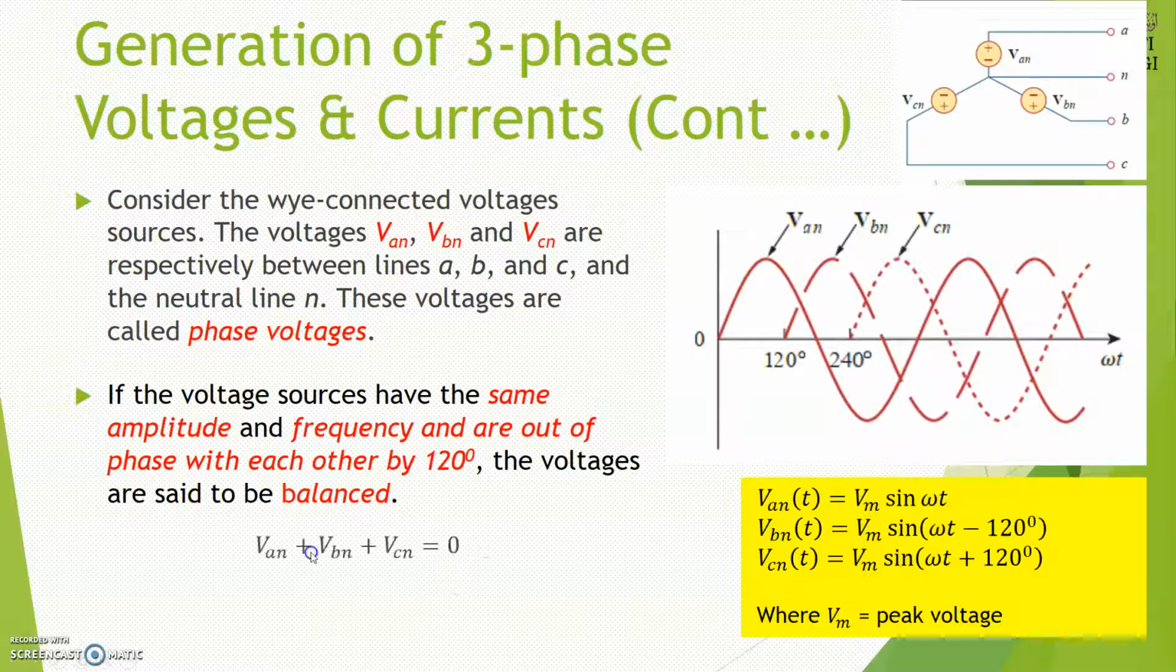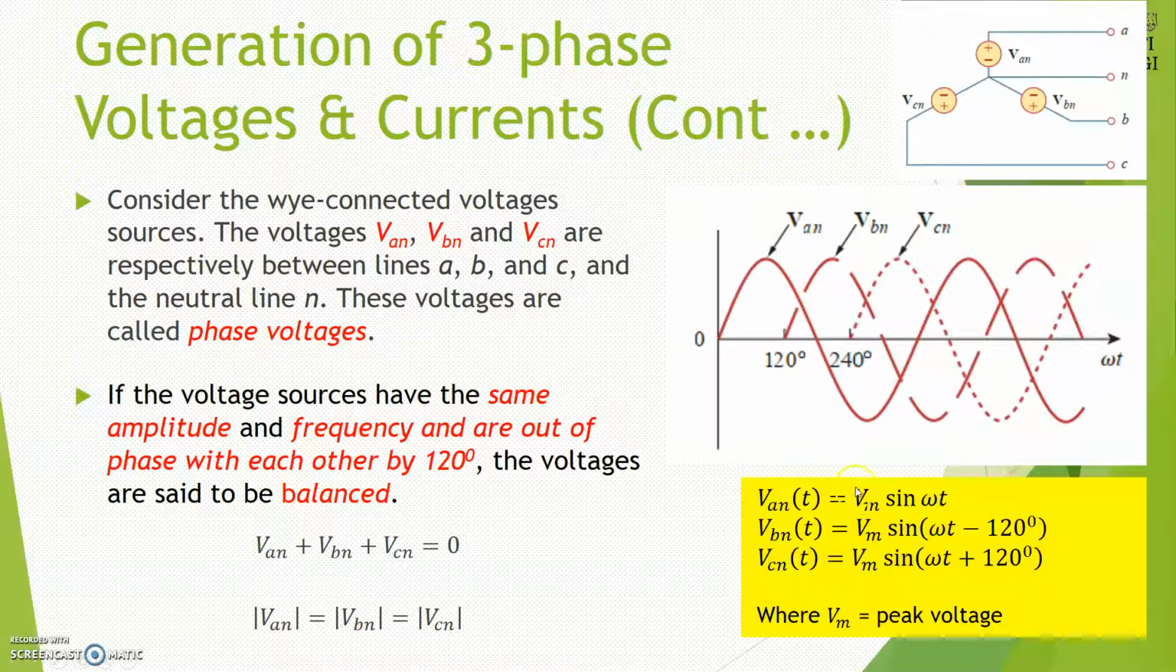So for the balanced condition, basically VAN plus VBN plus VCN will be equal to 0. And then the amplitude of the VAN must be equal to the VBN and equal to the amplitude of the VCN. Alright. So the equation for each of the phase voltages is given by this equation.